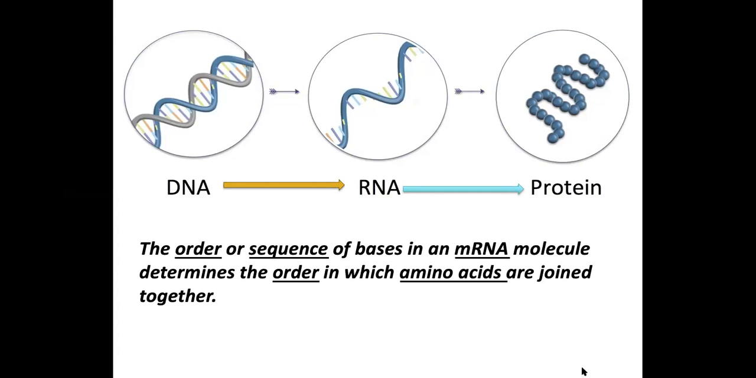So we've already seen this when we talked about DNA and RNA, but the order or sequence of bases in an mRNA molecule determines the order in which the amino acids are joined together. And we're going to see this as we go through the presentation, okay?